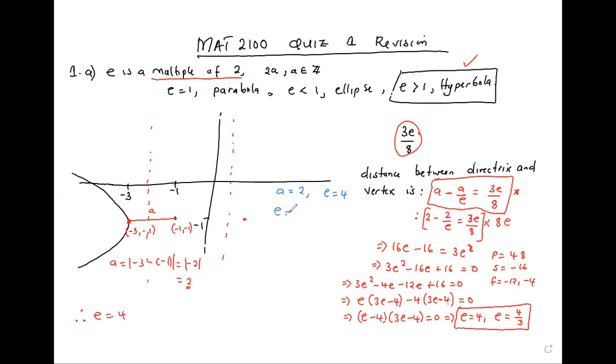We have the equation e is equal to c over a. Since e is 4 and a is known, this implies that c is 8. And if c is 8, for the hyperbola, we know that c squared is a squared plus b squared. So we're looking for b now. We have a, so b squared is c squared minus a squared. So c is 8, 8 squared minus 2 squared, that is 64 minus 4, which is equal to 60. That is b squared.